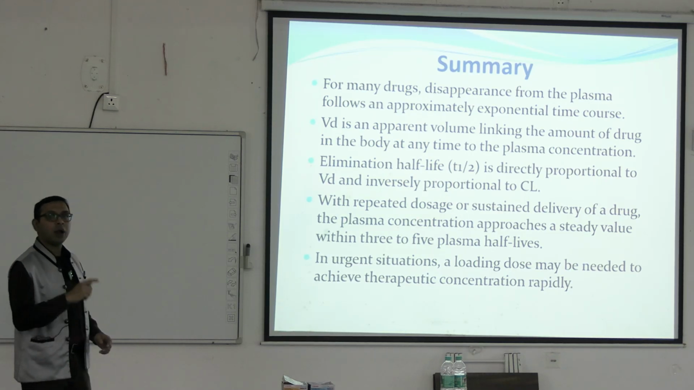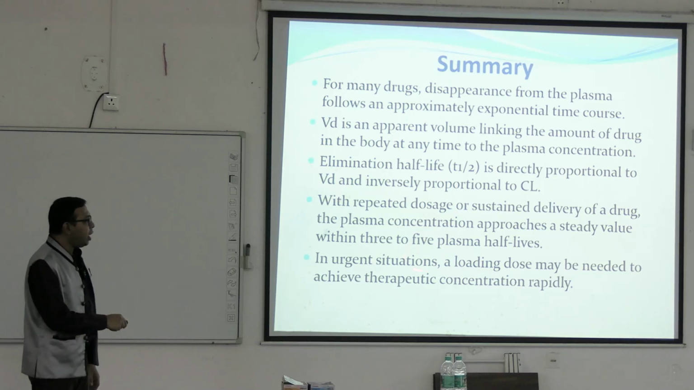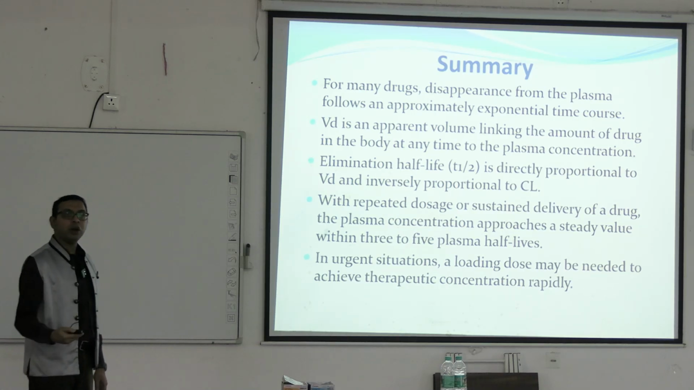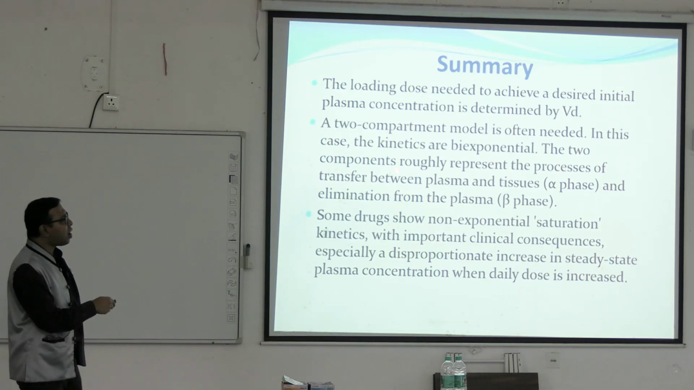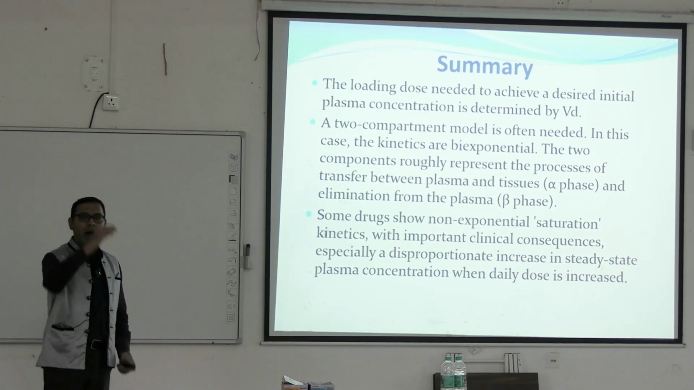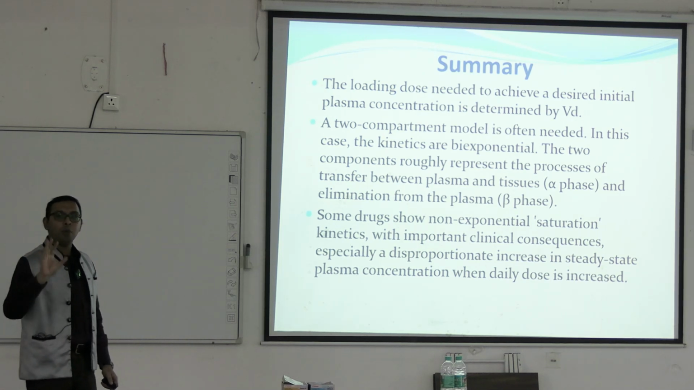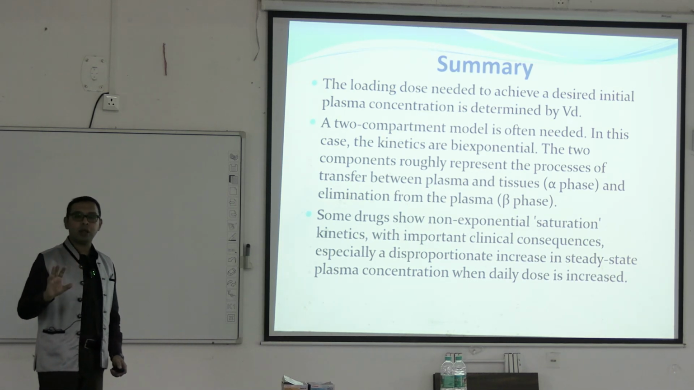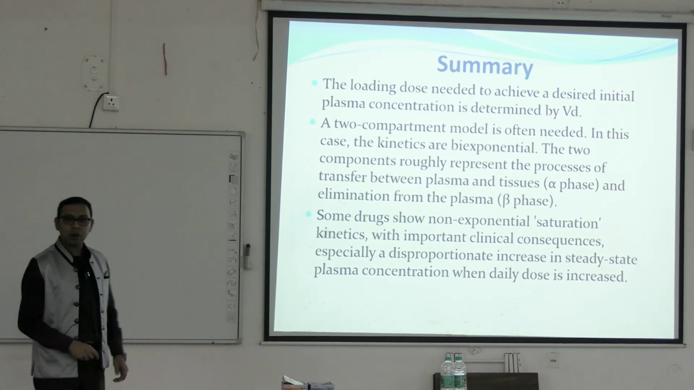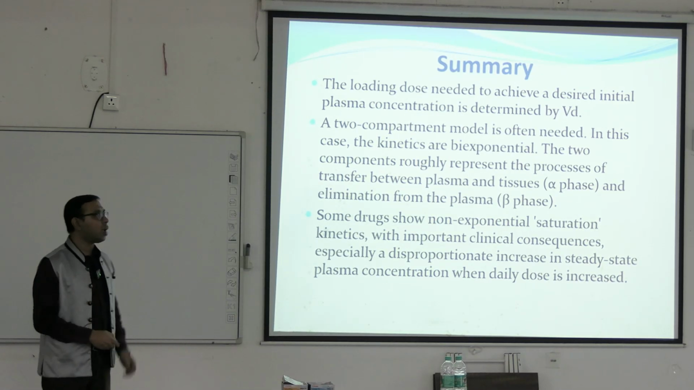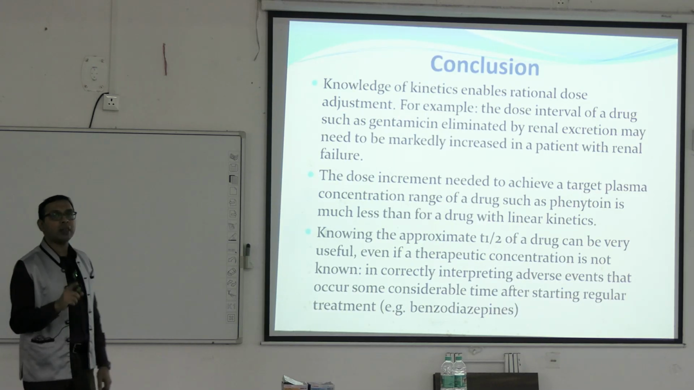Repeated dosing, how the repeated dosing is needed to reach the steady state plasma concentration. In urgent situations, how the loading dose is given, how it is followed by the maintenance dose. There are different compartment models, already we have seen alpha phase, beta phase, distribution half-life, elimination half-life. Mostly when we say half-life we mean the elimination half-life, okay. Some drugs may show non-exponential saturation kinetics or zero order kinetics where we cannot predict. So, knowledge of the kinetics enables rational dose adjustment.